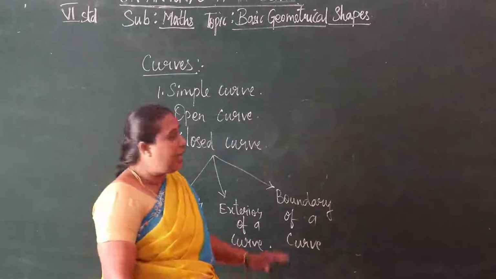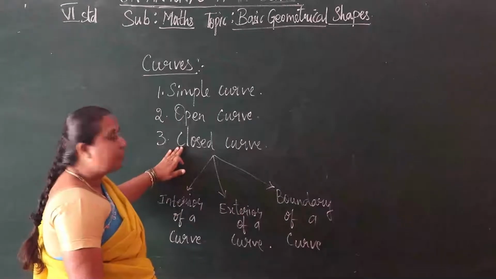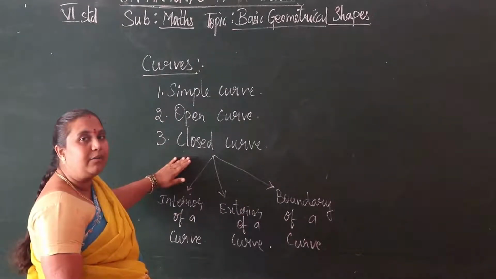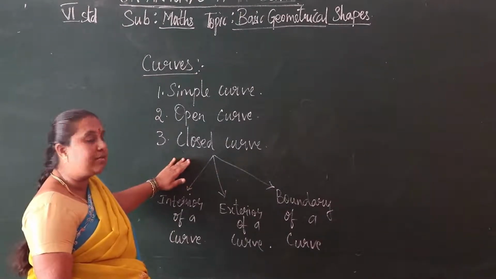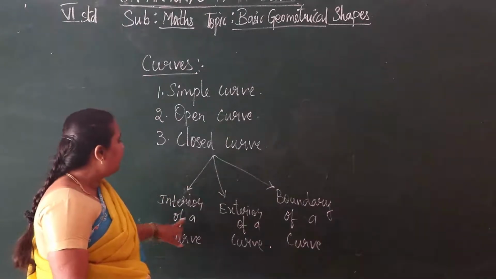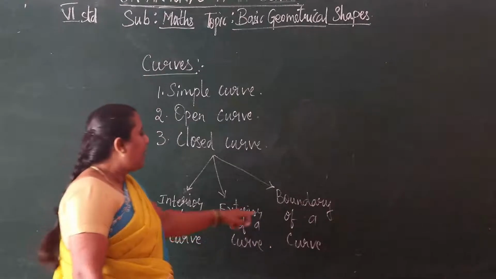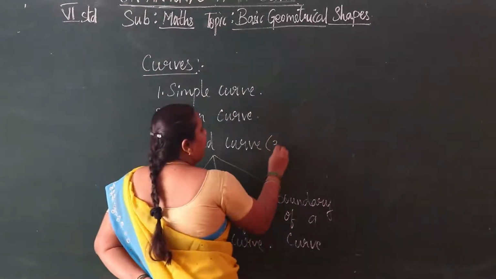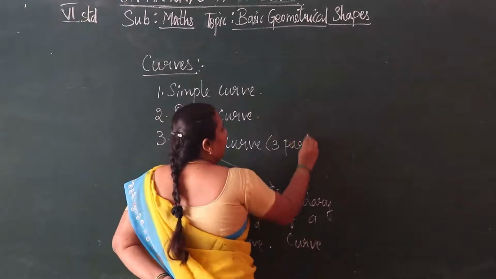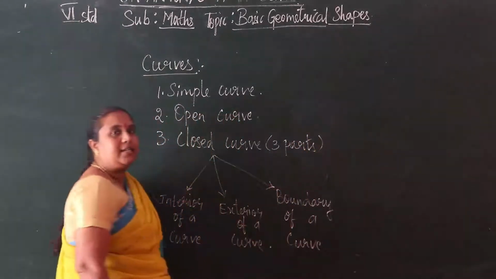See here we have a closed curve. A closed curve is now divided into three parts. What are the three parts of the closed curve? Interior of a curve, exterior of a curve, and boundary of a curve. Okay, so a closed curve has three parts. Is it right? Okay, understood, children?